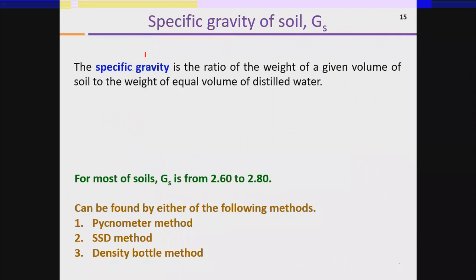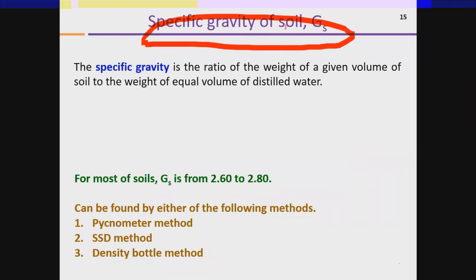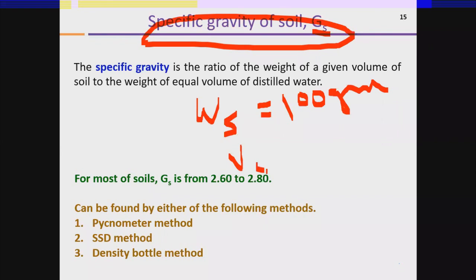Got it? Now let me discuss the specific gravity of a soil system, GS. Specific gravity is the ratio of the weight of a given volume of soil to the weight of an equal volume of distilled water. For example, the weight of soil is equal to, for example, 100 gram, and the volume of this soil is equal to, let's suppose, 5 cubic centimeter. These are supposed values. The reality may be different.